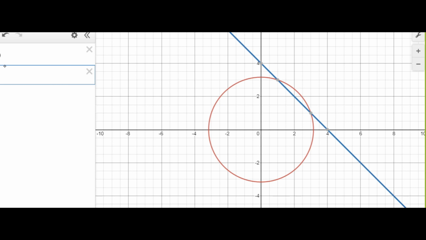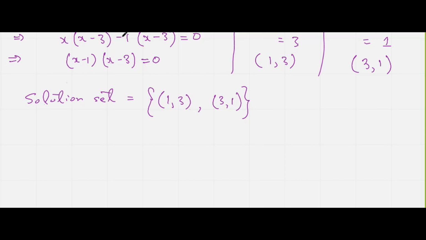And once when you substitute (1, 3) or (3, 1) in both these equations, they are going to satisfy both of them. Okay, that's why you call them solution points. Okay, so that's it. Now we are going to pick up one more question and try to solve it accordingly.